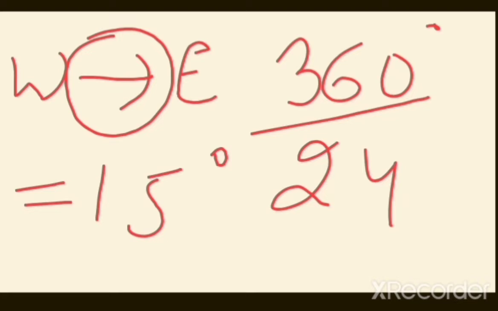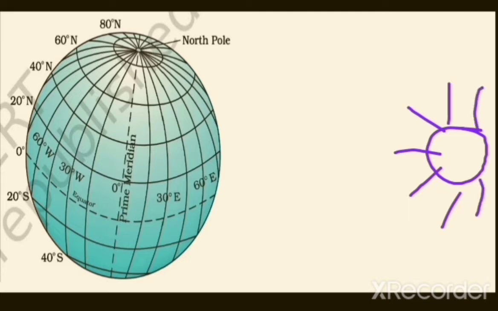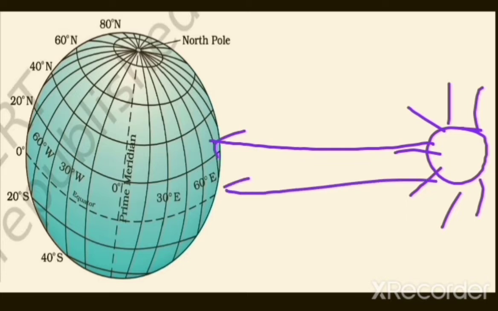It is showing that in 1 hour the earth is rotating 15 degrees. Let us understand how all the areas to the east of the prime meridian are ahead of time and all the areas to the west of the prime meridian are behind in time. Let us understand with the help of this diagram. This is the sun, okay, and the sun rays are falling on this side.